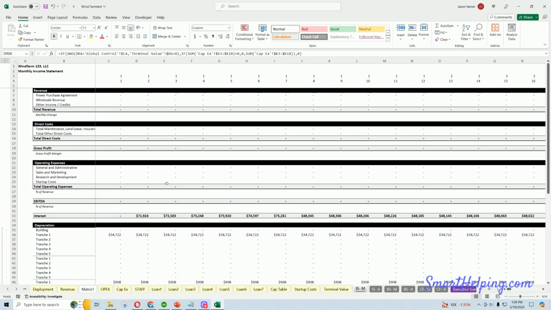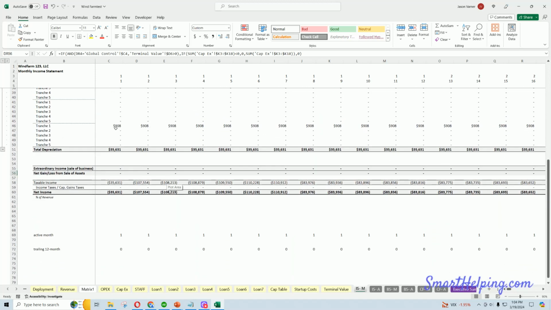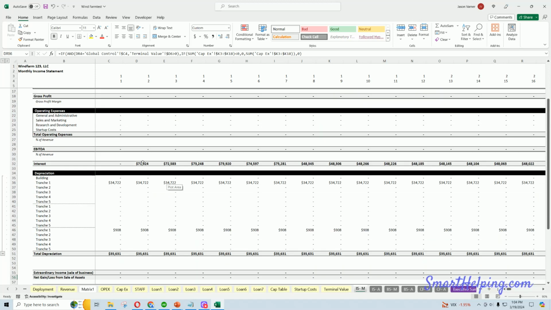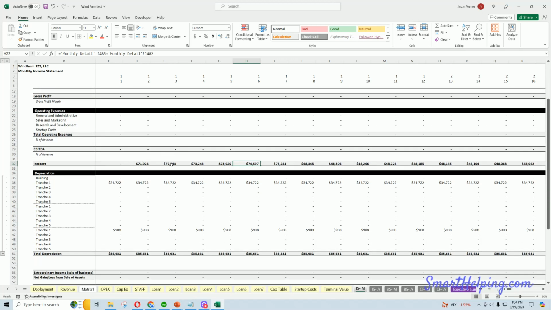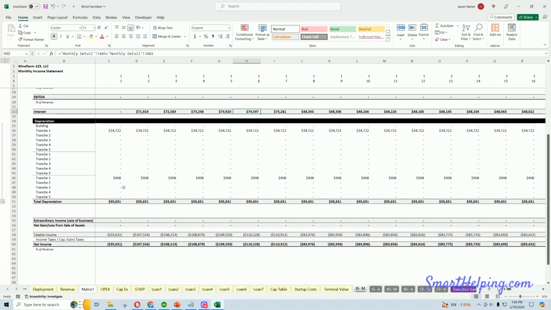You also have on the income statement interest expense. So this interest expense, it's not a cash flow item, but you are incurring the expense. So we're putting it on the income statement right there, which means we're going to affect retained earnings. Now there's also depreciation from the construction and the wind turbines. They have depreciable lives.